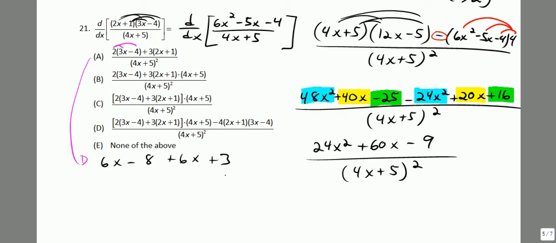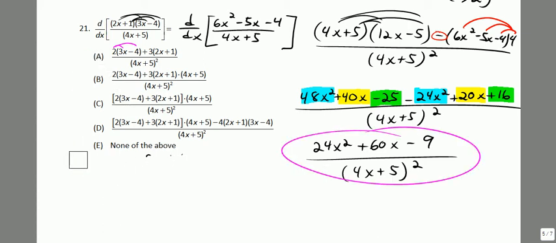Well, that's not right. I don't have that. When I look back over here, that's certainly not what I have. It's not A. B. For B, I'd have 6x minus 8.